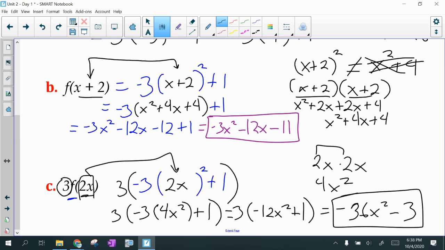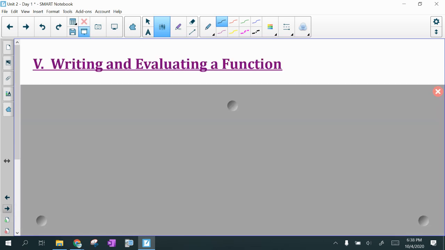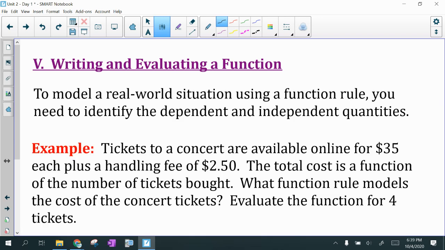Okay, let's move on to the last little example, which has to do with coming up with some functions and given something there. Again, nothing terribly exciting. Let's just go on. I'll do 2 of these real quickly. Writing and evaluating a function. We're going to model a real-world situation using a function rule. Okay, so here we go.